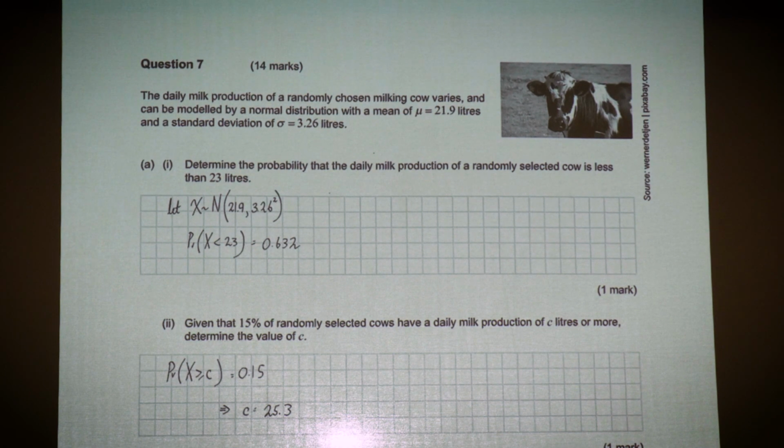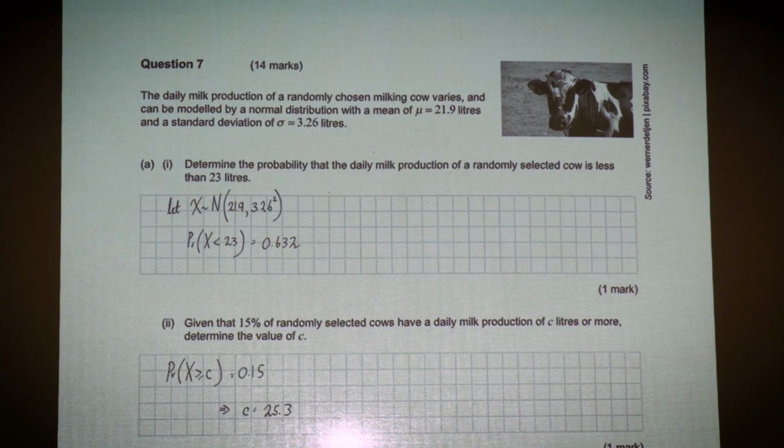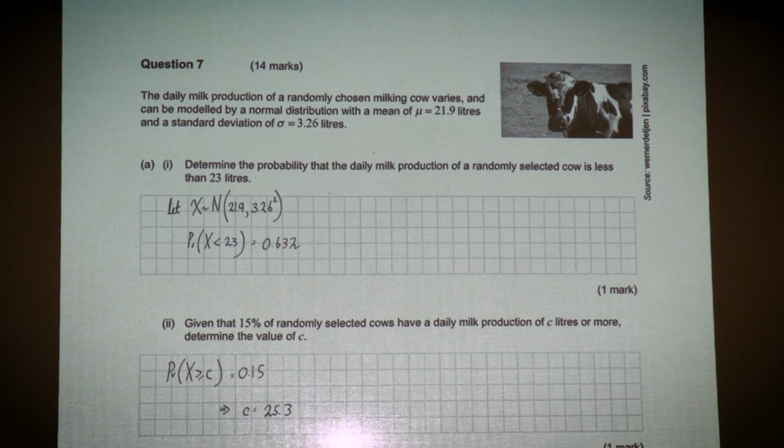There's a question I got asked last time. You don't need to define what X is. I would encourage my students to define it, but if students just pulled X out of thin air, which we all know they do, you're not going to lose a mark for it. These are again examples of final answer only. All you really need there is the 0.632, I imagine, and the C is equal to 25.3.